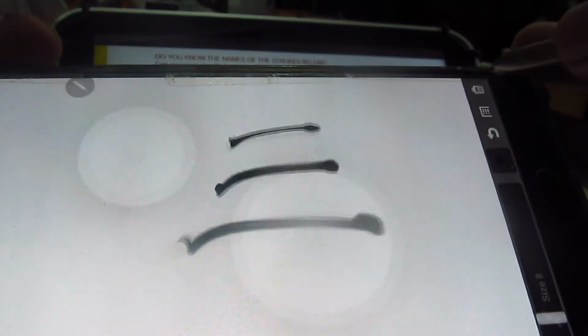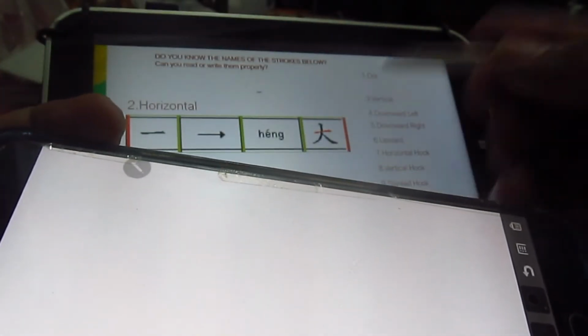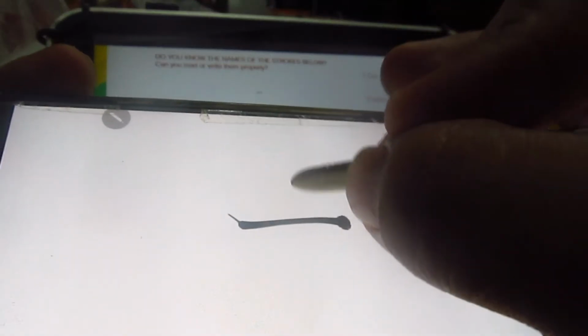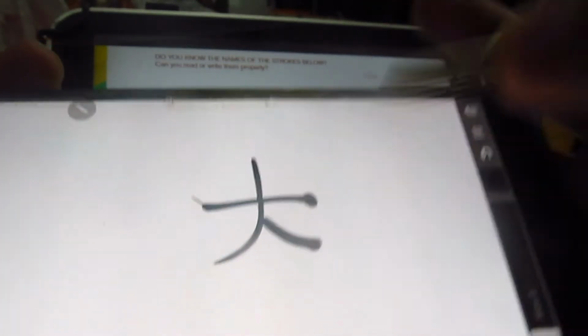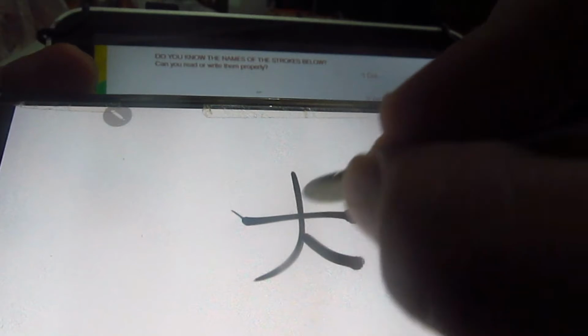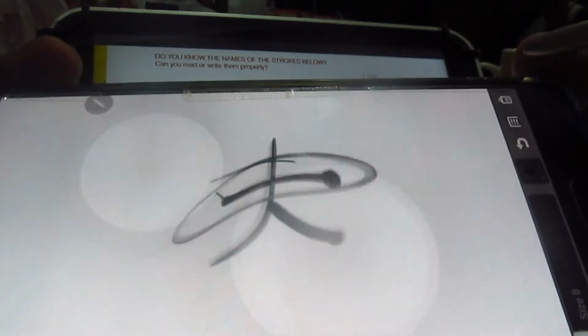San, like that. So the example here, ta. So it's the horizontal stroke, heng, pie, na, something like that. So this one, that's the horizontal stroke. Okay, let's move on.